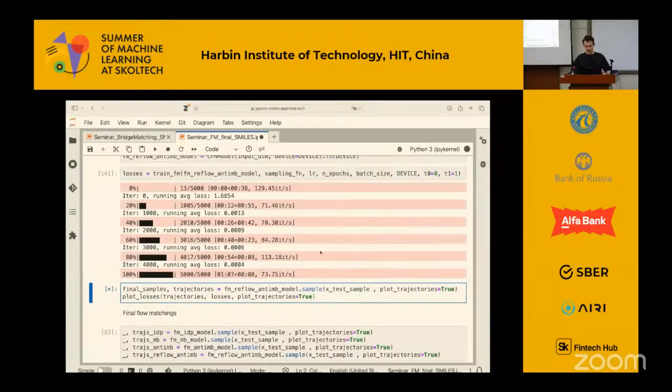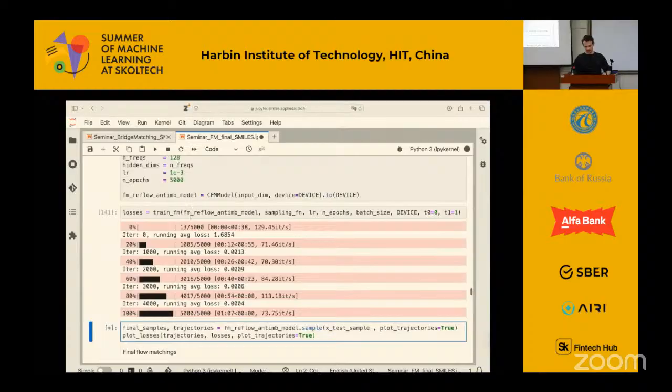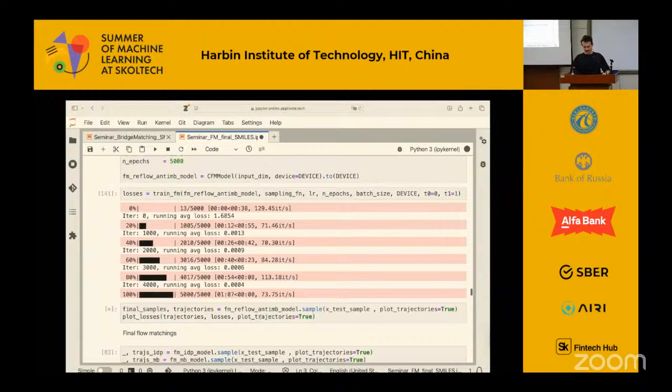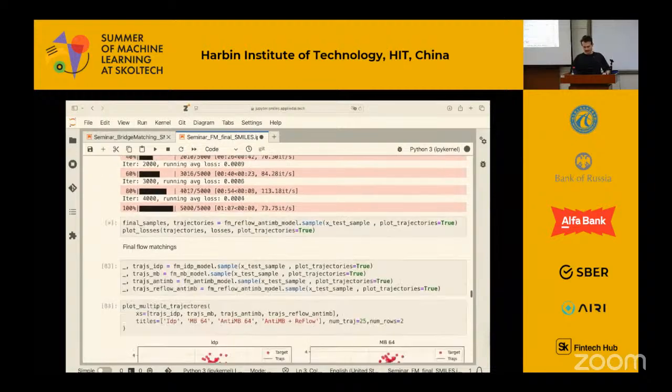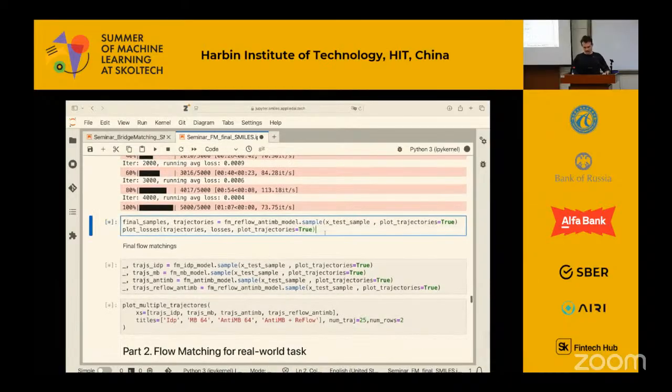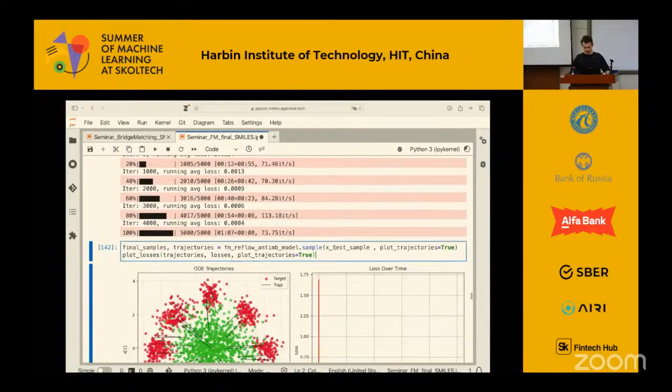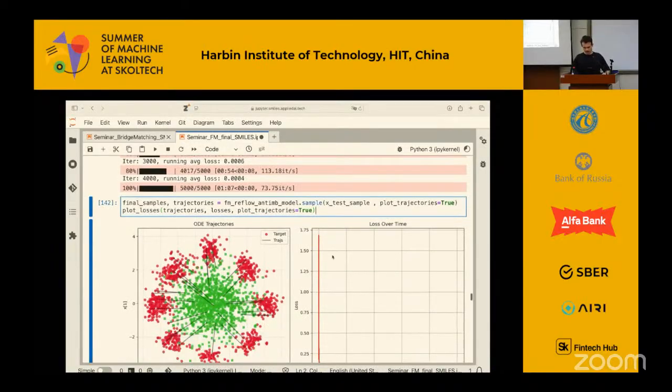It has already trained, and as you can see, the training took less time than the generation of data. So let's start sampling. It takes a lot of time to sample.